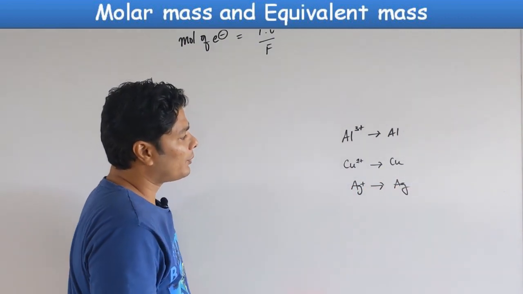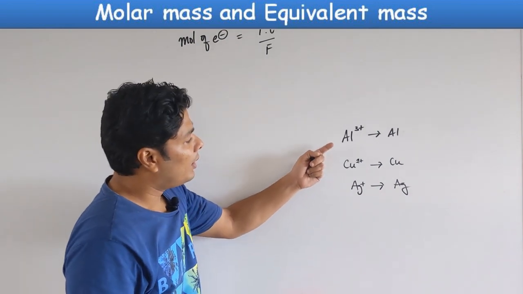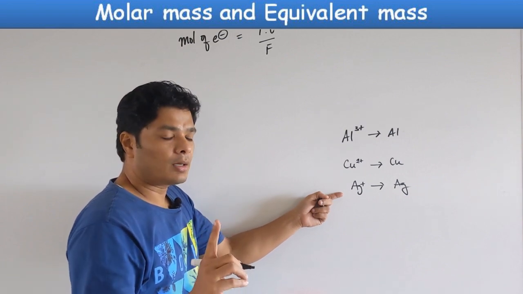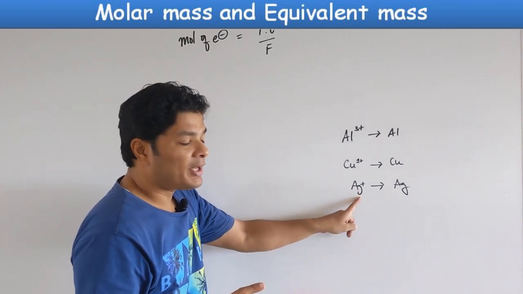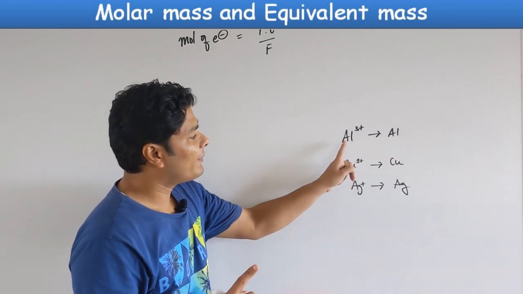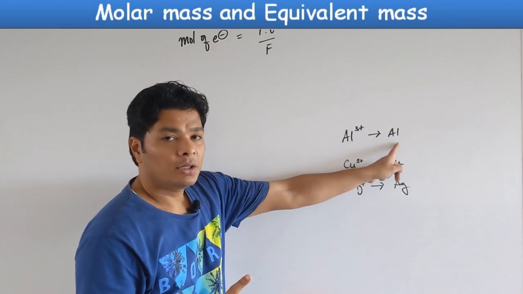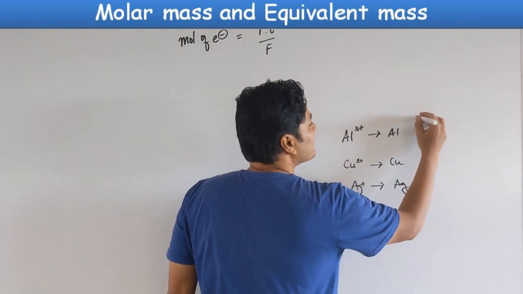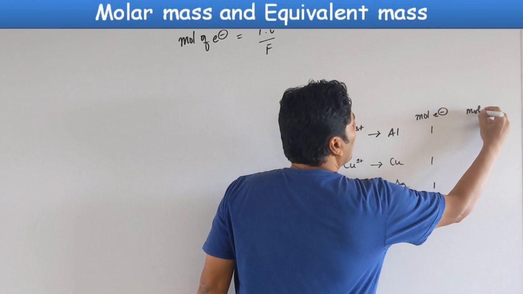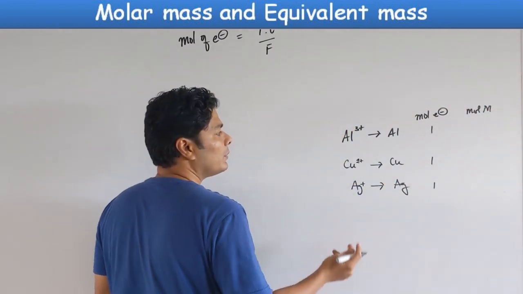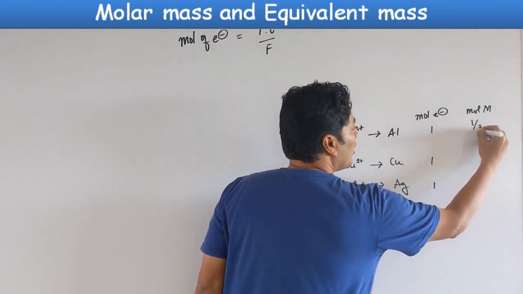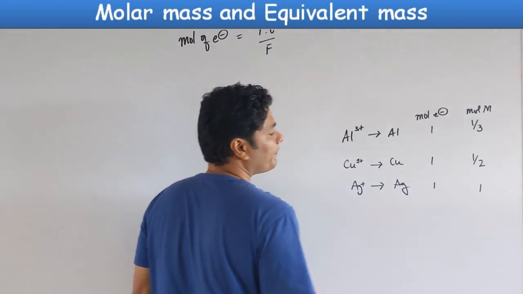If I pass the same amount of current, meaning the same moles of electrons, you will not reduce the same moles of them. 1 mole of electrons will reduce 1 mole of Ag plus. But for every mole of Cu2 plus, I need 2 moles of electrons. For every mole of Al3 plus, I need 3 moles of electrons. So if I pass 1 mole of electrons, what is the moles of metal deposited? This needs 3 moles of electrons for every mole of metal. I am passing only 1 mole of electrons, so this will be 1 by 3, 1 by 2, 1.